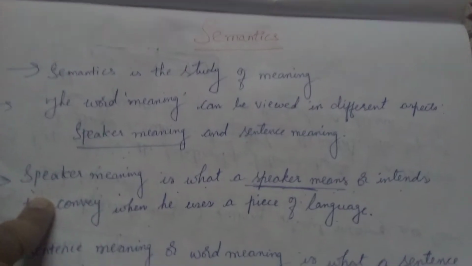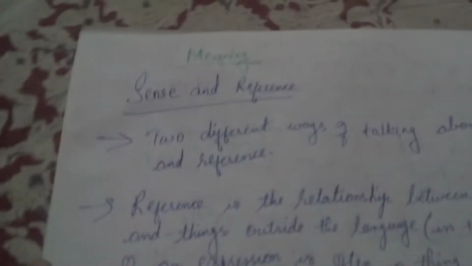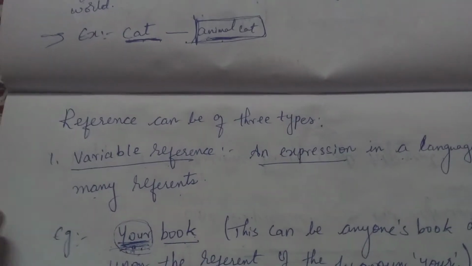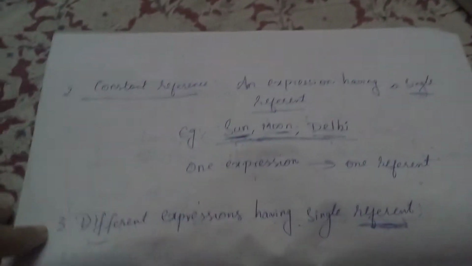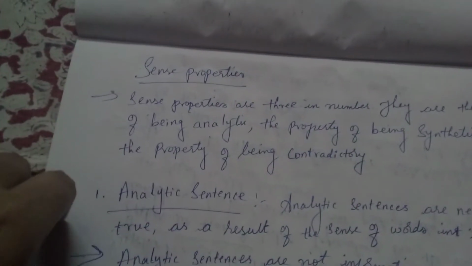In my previous videos, I discussed semantics, which is the study of meaning, and we discussed meaning, sense and reference and types of reference, and we also discussed the difference between sense and reference, and sense properties. Now we will discuss sense relations.